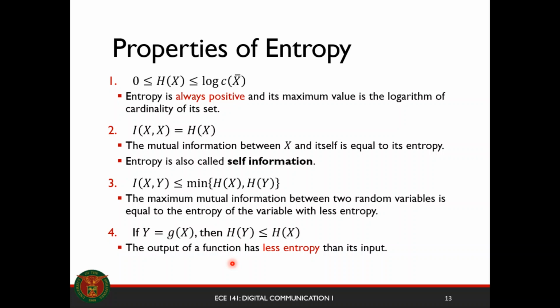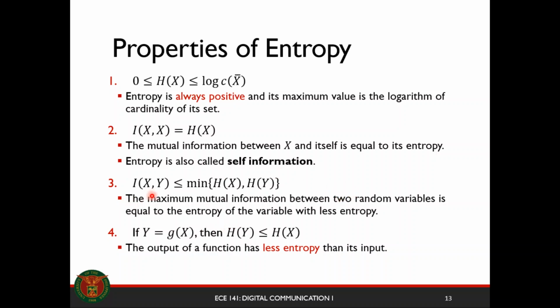Just some properties of entropy. Since it is derived from I of x, H of x is non-negative, it's always positive, and its upper bound is this value right here. Basically, the upper bound is the logarithm of the cardinality of its set. The more elements your set has, the higher the maximum entropy of your source is. The mutual information of your data source with itself is its entropy. That's how we defined it earlier. So entropy is also called self-information.